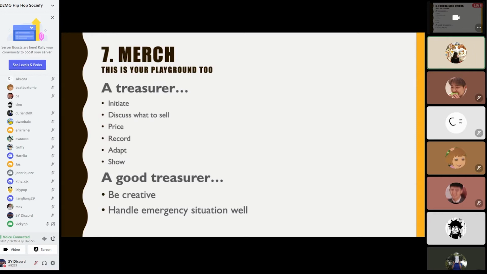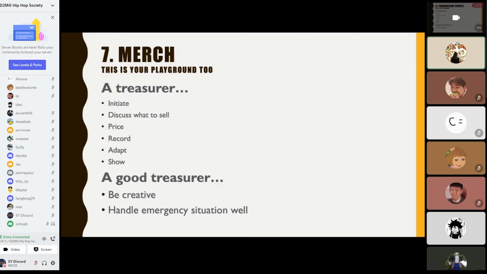And lastly, you have to show the team how much you make through merch, and that will also be in the form of an income loss balance sheet. And a better treasurer is creative in what merch to sell and not being lame in the usual way, to just sell clothes and stuff. You can have other specific stuff to sell. And also, more importantly, because we're dealing with external stakeholders, you have to handle the emergency situation quite well.